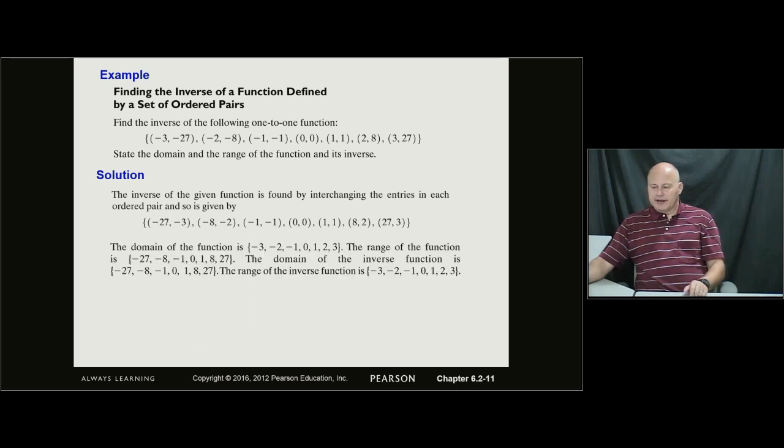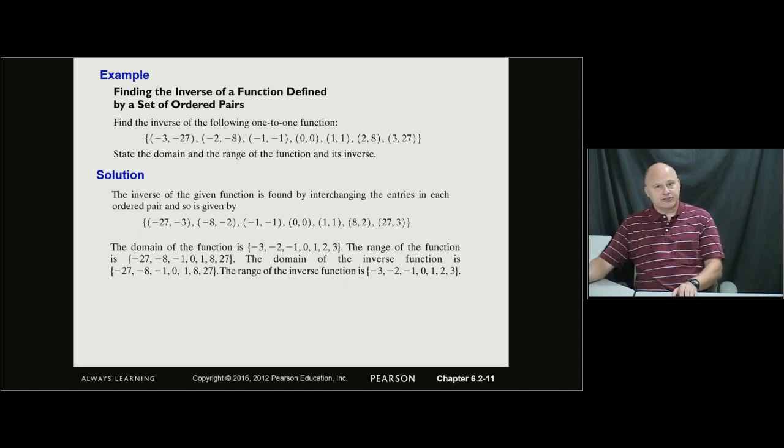Then they want me to determine the domain of the function. Those are the x coordinates: -3, -2, -1, 0, 1, 2, 3. The range of the function is -27, -8, -1, 0, 1, 8, 27. Those are the outputs. That's the original function. Now the domain of the inverse function is -27, -8, -1, 0, 1, 8, and 27. You can get that from the answer, or you can also get that from looking at the range of the given function.